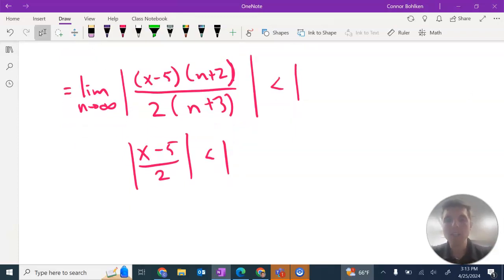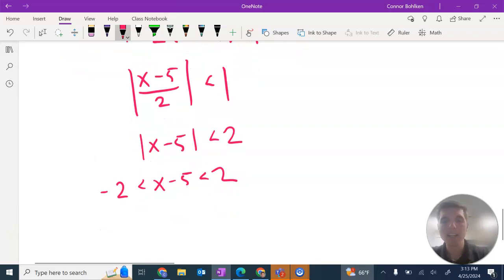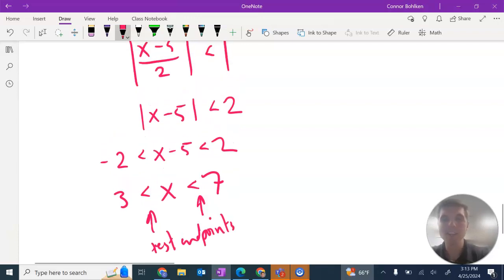From this point, we can split it up. We can say negative 1 less than this less than 1, but really we just need the radius. So my radius is actually 2. I multiplied by 2 there. If you wanted to find the interval, remember negative 2 less than x minus 5 less than 2, and then add 5 to each side, so 3 less than x less than 7. If you were trying to find the interval, we would have to test our endpoints. If you want the radius, stop right here.